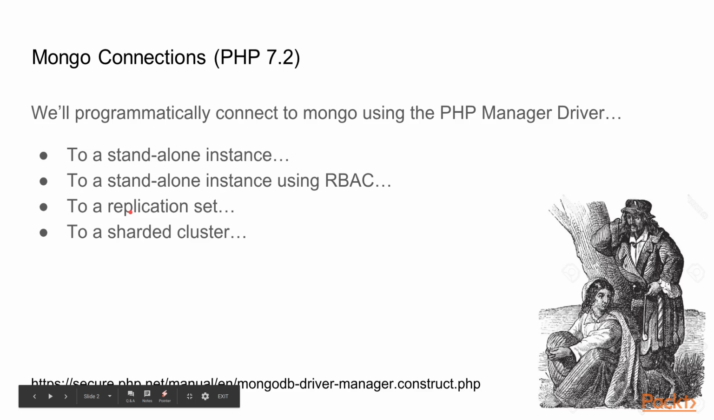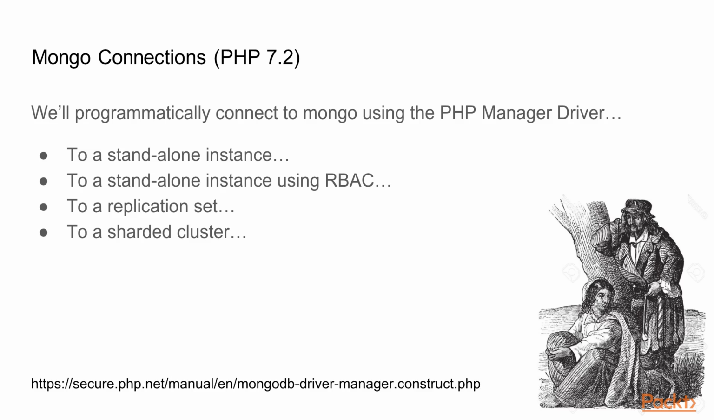So Mongo Connections in PHP 7.2 is where we're going to use the PHP Mongo Manager driver. And I explicitly say the manager driver because prior to about a year or so ago, when PHP 7 came out, PHP 7 deprecated the Mongo client PHP API in favor of the PHP manager driver API. So if you're used to making your connections to Mongo using the client driver, again, that's been deprecated. We're in PHP 7.x now, and we're going to use the manager driver.